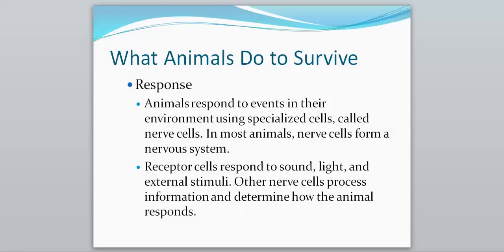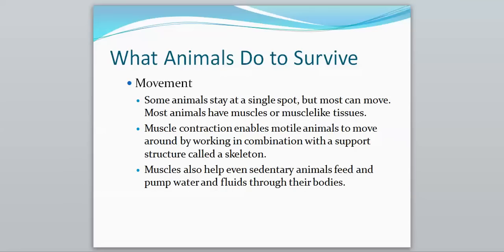Animals will respond to events in their environment using specialized cells called nerve cells, and in most animals the nerve cells form a nervous system. So that's basic there. Our first groups of animals are going to kind of go against this a little bit, but we'll get more in detail with that later on. And then they have receptor cells that will respond to sound, light, and external stimuli, and other nerve cells will process information and determine how our animal will respond. So that's just the difference between a rock and an animal: if you hit a rock, nothing happens. If you hit an animal, there's going to be some type of response that's going to be stimulated.